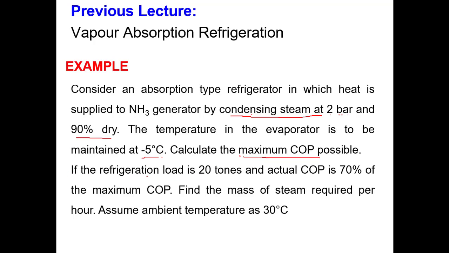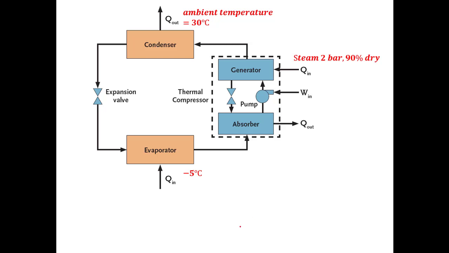If the refrigeration load is 20 tons and the actual COP is 70% of the maximum COP, then find out the mass of steam required per hour. Assume ambient temperature as 30 degrees C. So based on this given data, we can calculate the required unknown. First of all, let's see what is given and what we need to figure out.